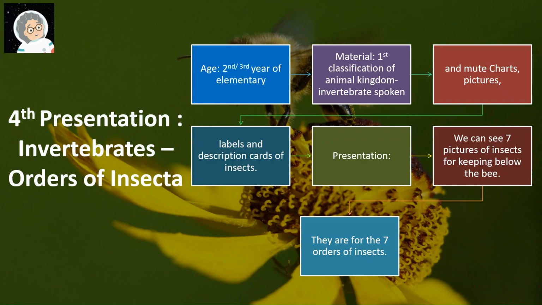Fourth presentation, invertebrates, order of insecta. This is done in the second or third year of elementary. The material is first classification of animal kingdom, invertebrates, spoken and mute charts, pictures, labels, and description cards of insects. In the presentation, we can see 7 pictures of insects kept below the chart. They are the 7 orders of insects.